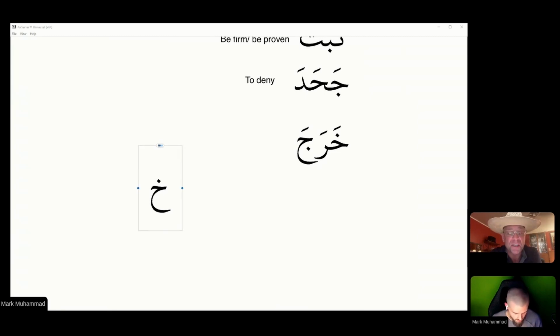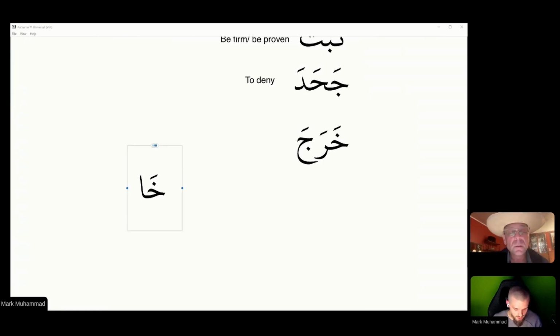But that's not the sound it makes in a word. That's just the name of the letter. If we put this above it, it will say kha. So it's not ha, it's kha. If we want to make kha, then we need to add an alif.